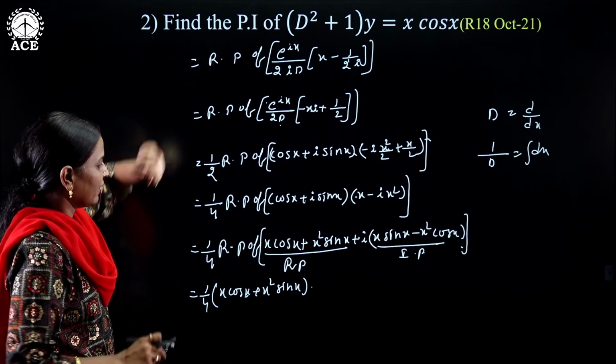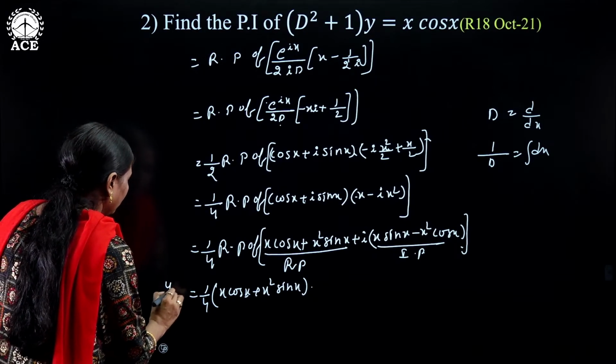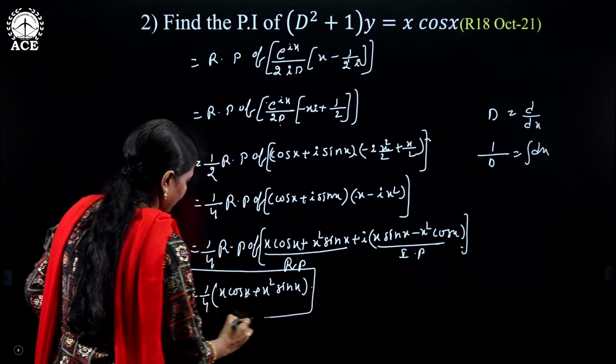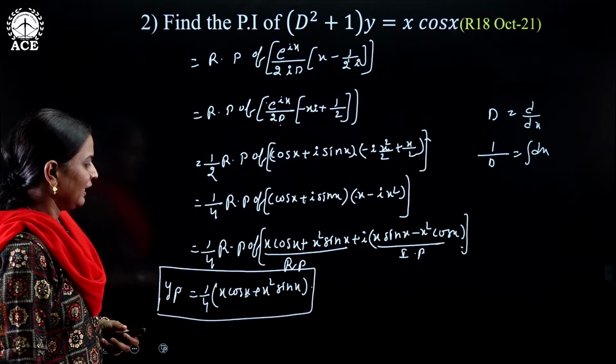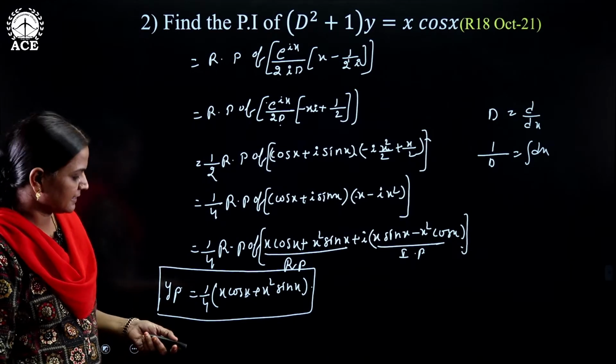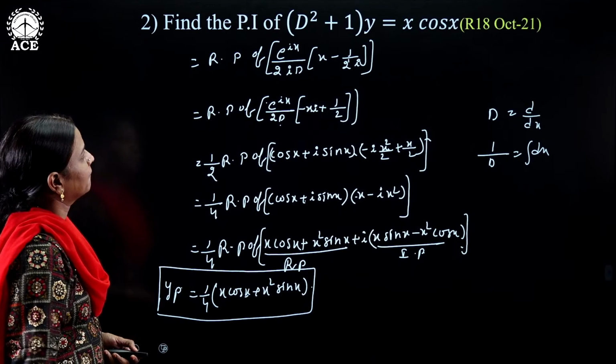So what is the question? Only find the particular integral. So therefore, particular integral yp is equal to 1 by 4 into x cos x plus x square into sin x. This is the required particular integral.